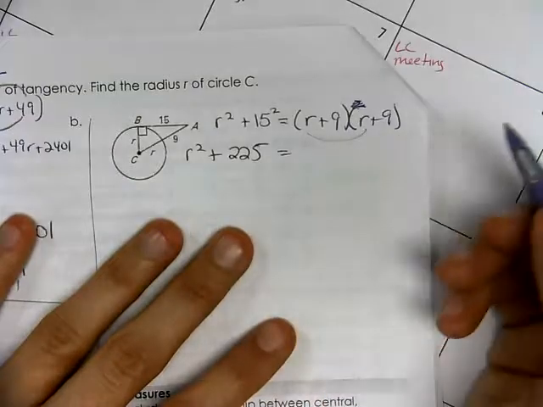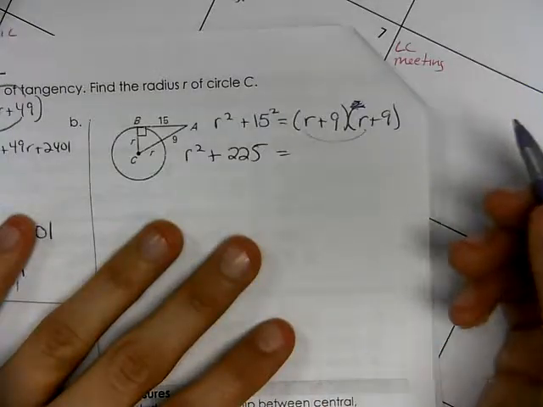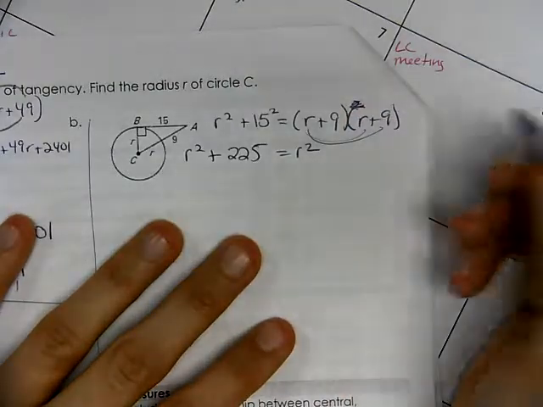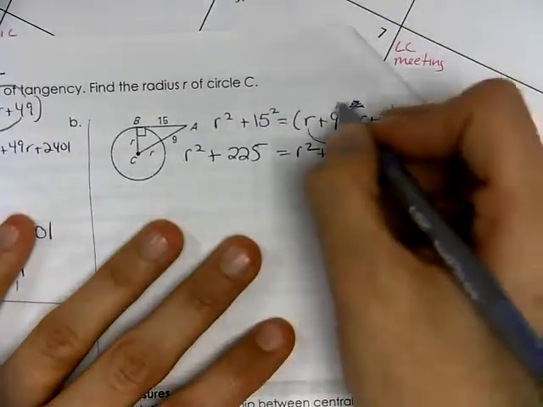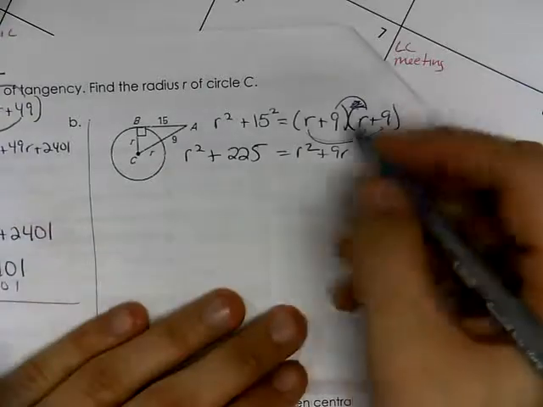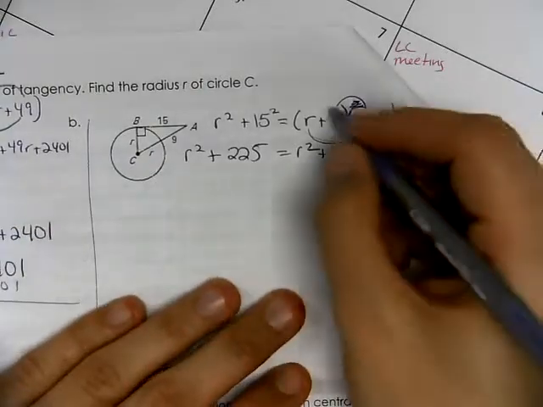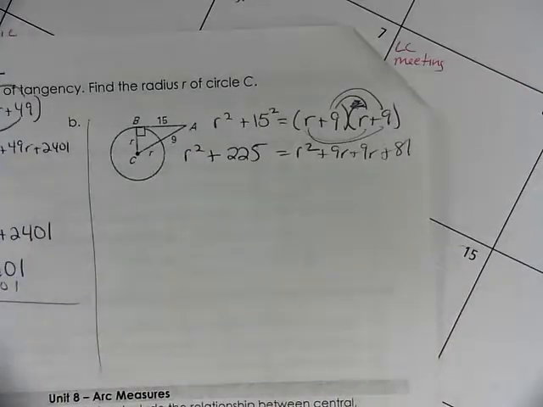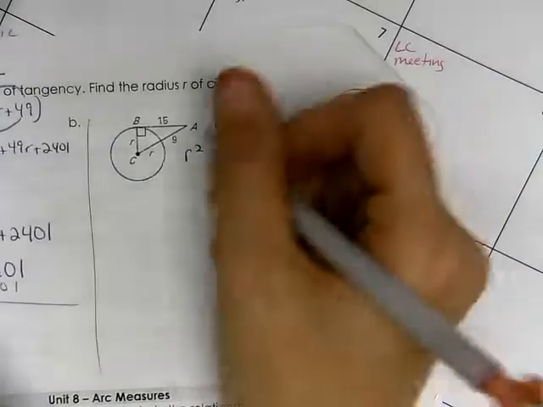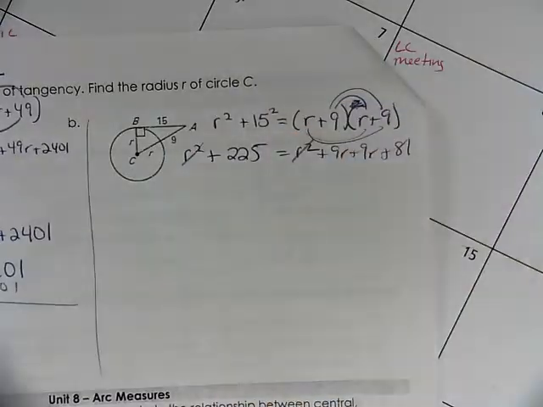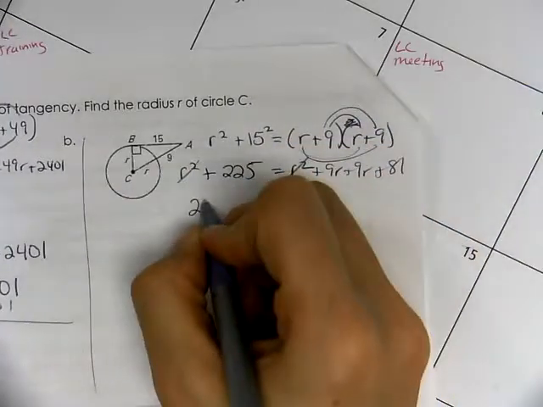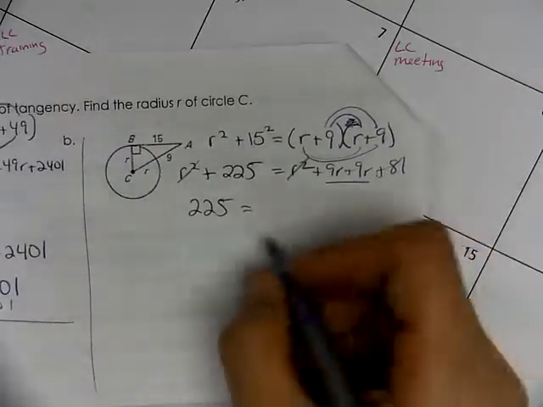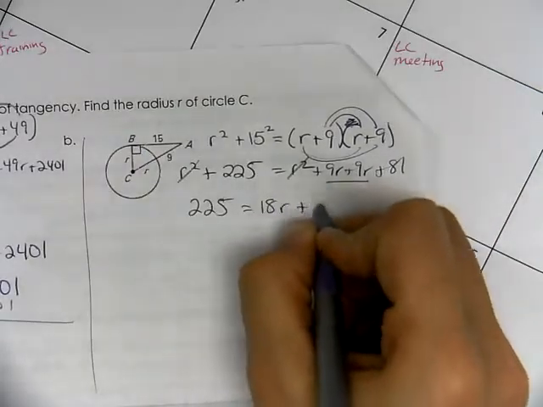So what's R times R? R times 9? 9 times R? 9 times 9, 81. Here we go. So then you can do two steps at once. The R squared should always cancel. And we'll get 225 equals, I can add the two 9R's together, 18R plus 81.